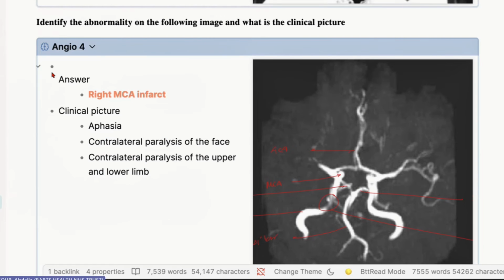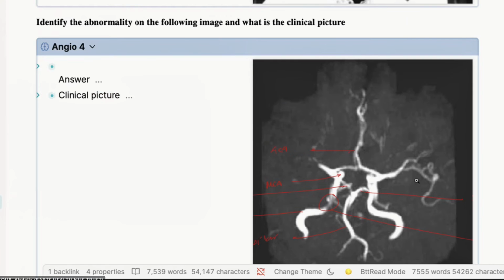What's the abnormality on this scan? Is it either a thrombus or an embolus in the internal carotid? There is something in the internal carotid, but it's still filling. Is it just stenosis of the internal carotid? Yes, it's stenosis, but it's still filling. But this one is not filling. Can you see this one? This is filling nicely here, but this is not filling.